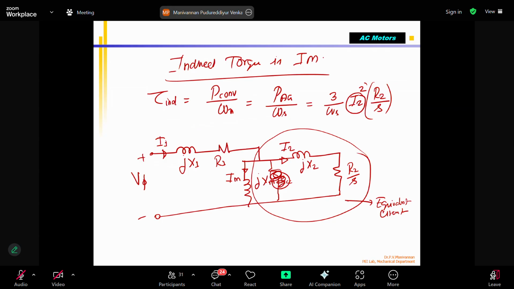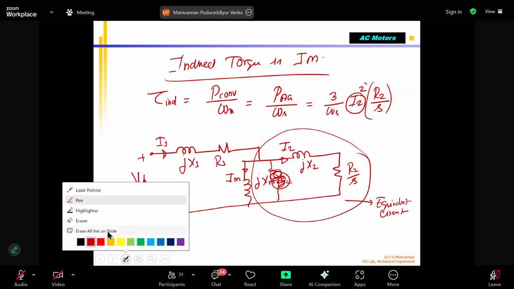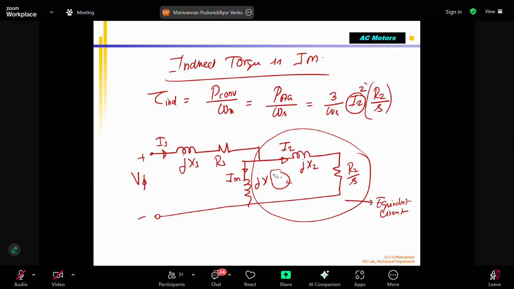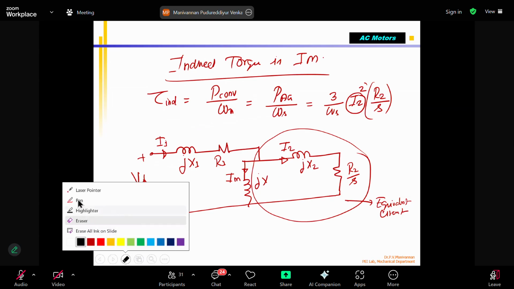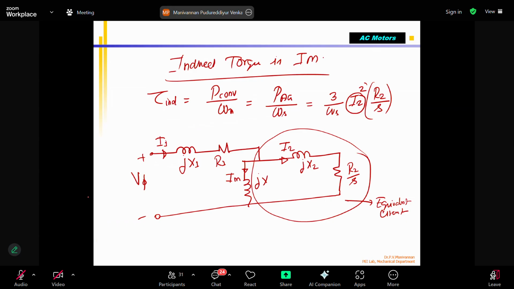Compared to other things in the equivalent circuit, this will generally be ignored for computational purposes. So only jXM will be shown, and this voltage is called E1.